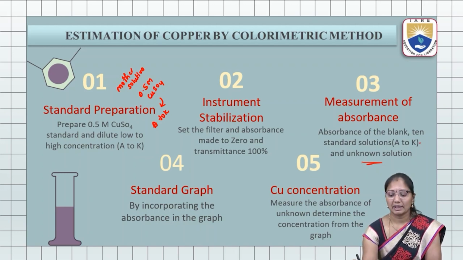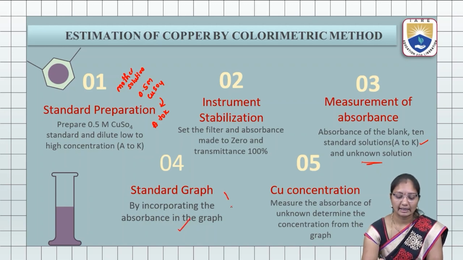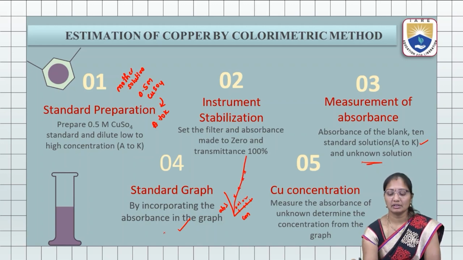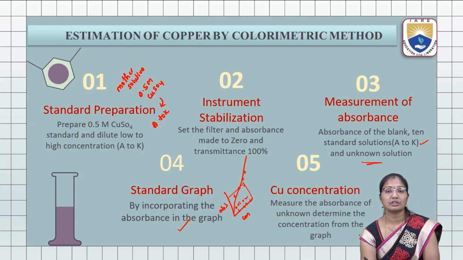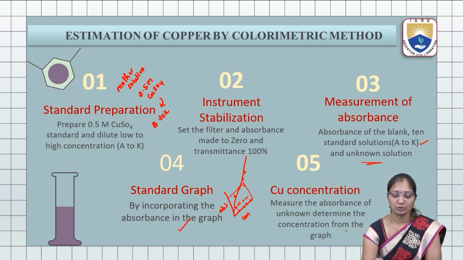Then, by taking the readings of the standards, we have to plot a graph. A graph is plotted with absorbance and concentration. So, if it is 0.01, 0.02, somewhere if we are getting the absorbance reading like this, we have to plot a graph by using these readings. Now the unknown concentration of the solution is somewhere here. We have to correlate this and find the unknown concentration of the copper solution through the graph.